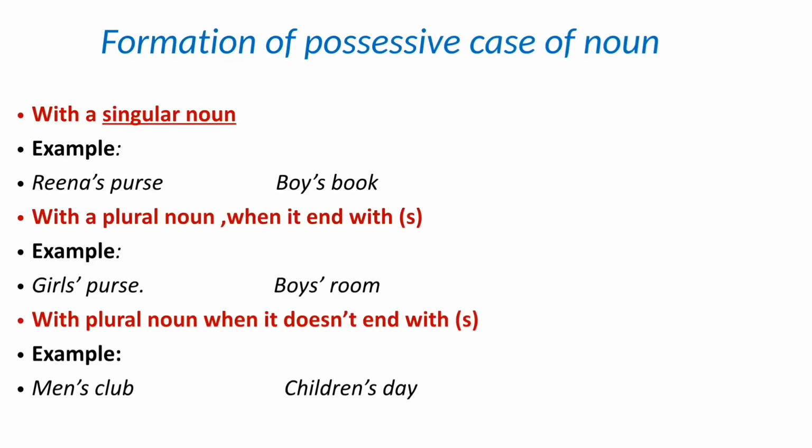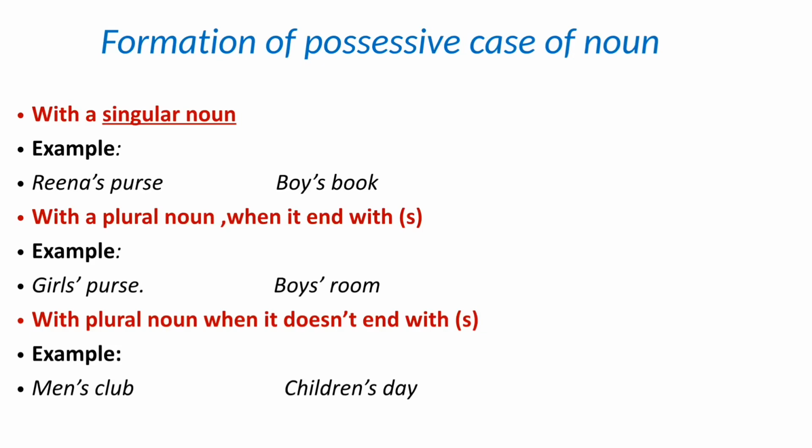Now we will learn about the formation of possessive case of noun. With a singular noun, possessive case is formed by adding apostrophe S to the noun. See the examples. Reena's purse, boy's book. Here Reena is singular noun. Again boy is singular noun. So with these singular nouns we use apostrophe S to show the possession.